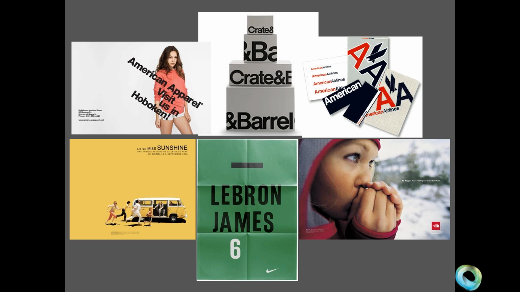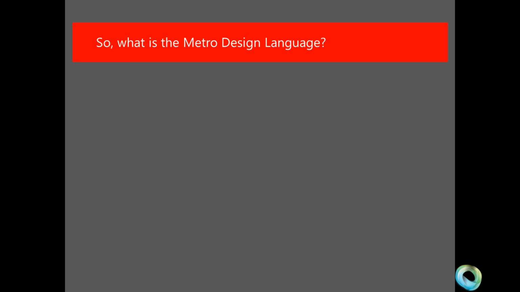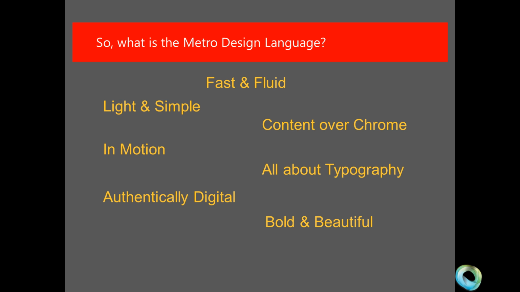So having looked at some of these inspirations, let's see how we define the Metro design language. What are some common things we hear when we talk about Metro? These are five or six terms that you'll hear over and over again. And it's funny, if you have been to a Microsoft conference in the last year, some of these terms have become like drinking games because they say "fast and fluid" like 30 times in the presentation.